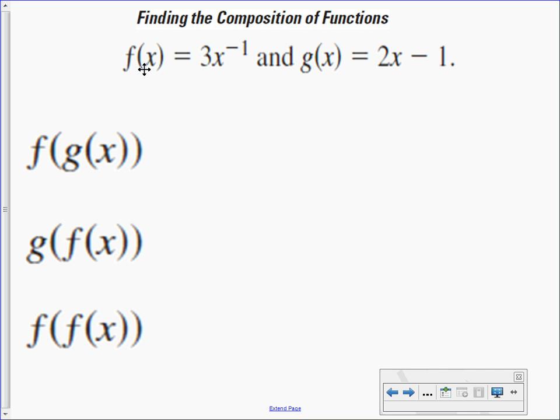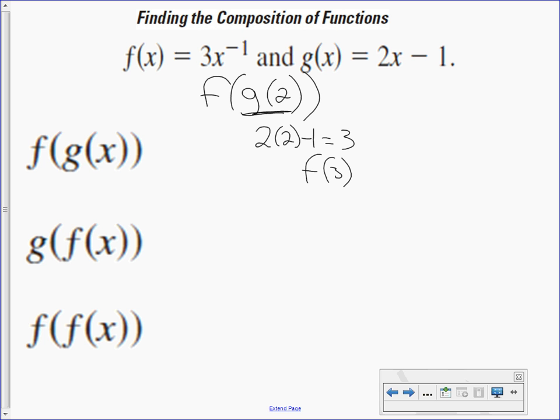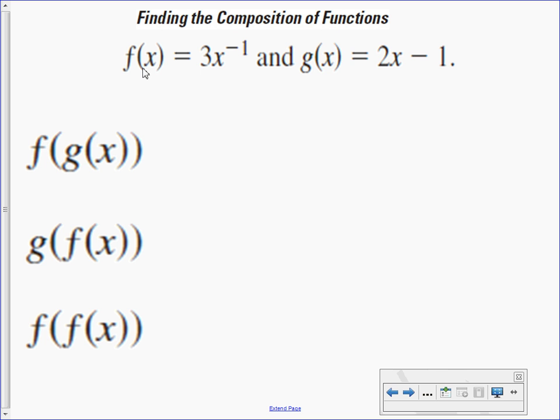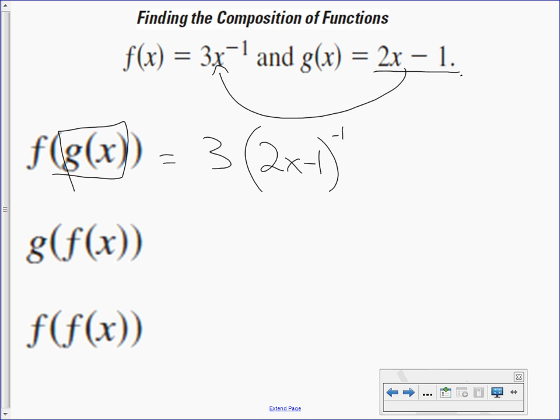Remember, when we had f of g of 2, when you use your order of operations, you would start at your g equation, and then you take that value and you substitute into f. It works the same way with this, but all this means is take the g equation, this whole thing here, and substitute in to that value of x. And you get 3 to the 2x minus 1 to the negative 1. Take the whole equation, substitute in for x.